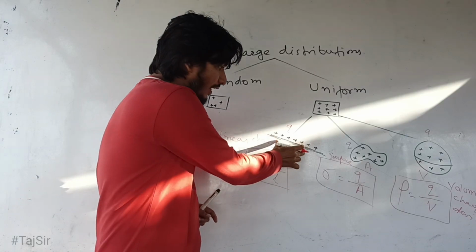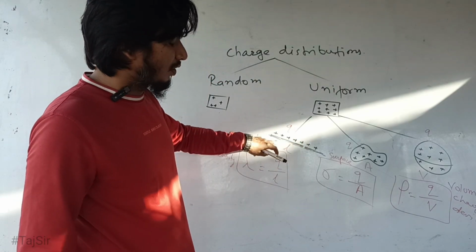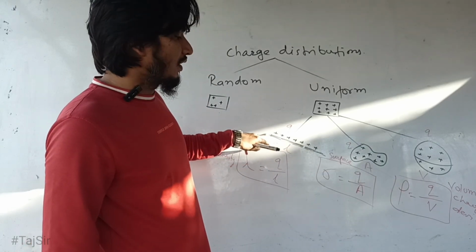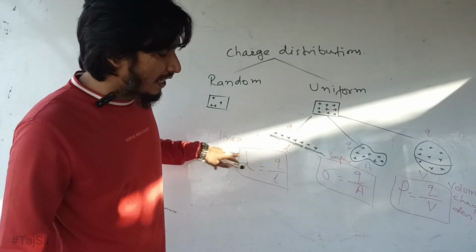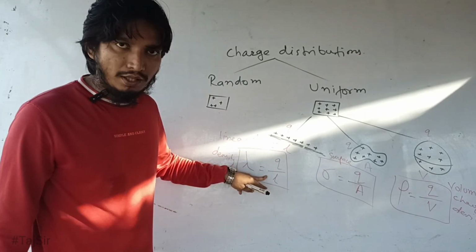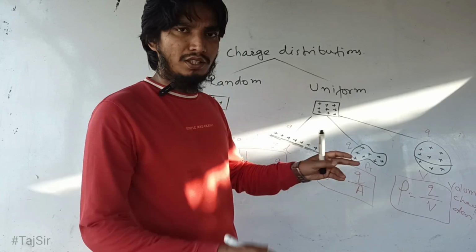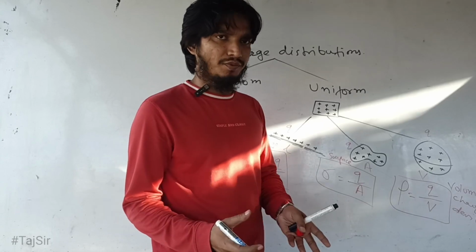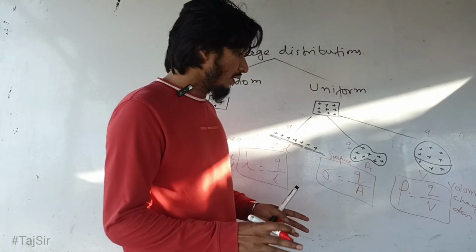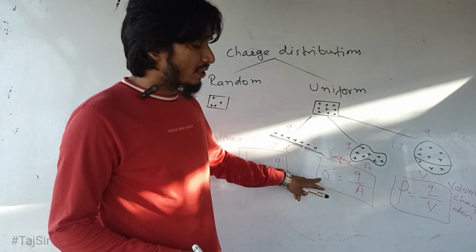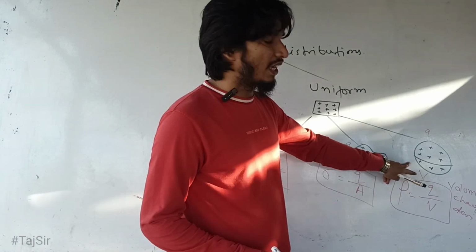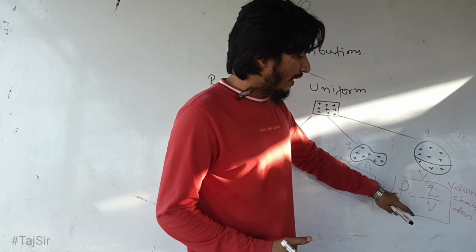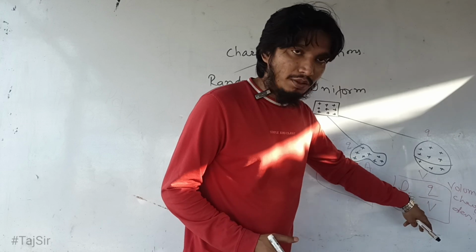So if we have a uniform charge distribution, it may fall into one of the three cases. If there is only a length, that is, it has no width, no thickness, only a length L, in this case the charge density is known as linear charge density, Q divided by L. If we have a thin area, that is, it has only two dimensions, length and width, and no thickness, then Q by A gives us surface charge density. In the third case we have three dimensions, length, width and height, and we have a volume charge density given by Q by V.